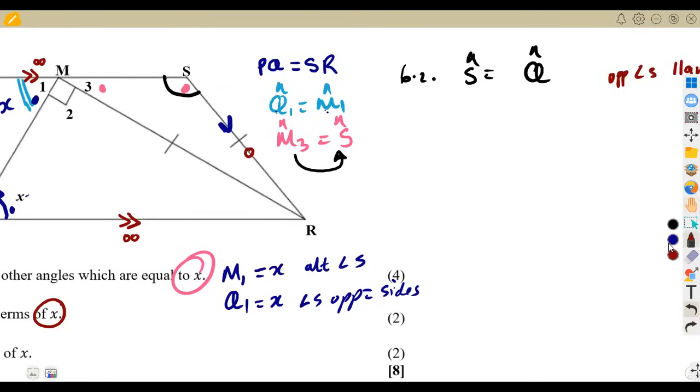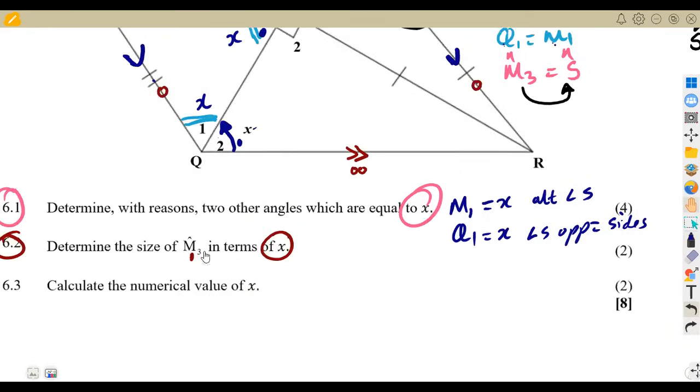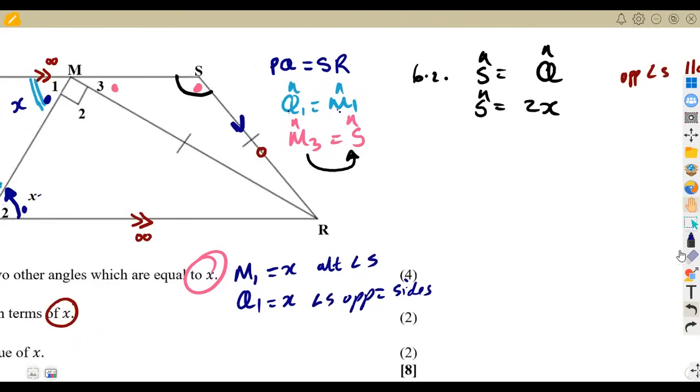So that means angle S is equal to angle Q, which is 2x. And here we said M3 is equal to S. Remember, what we need here is to find angle M3 in terms of x. M3 is equal to angle S, which is equal to 2x. So therefore, angle M3 is going to be taken as 2x. All right, so that was our angle M3.